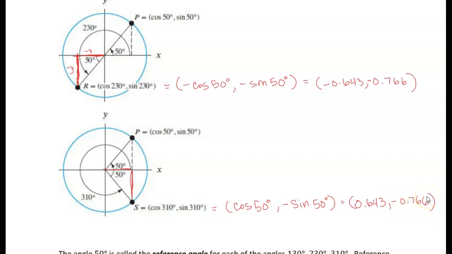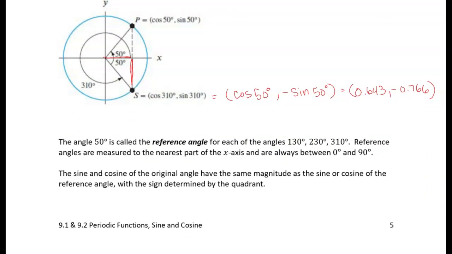Okay? So the point is that if we know values in the first quadrant, we can find the corresponding values in the other quadrants given the reference angle. Okay? So 50 degrees in this case is called the reference angle for each of these angles, 130, 230, and 310. And then we can use the reference angle to find the sine and cosine in quadrants other than the first quadrant. The sign is determined by which quadrant it's in.